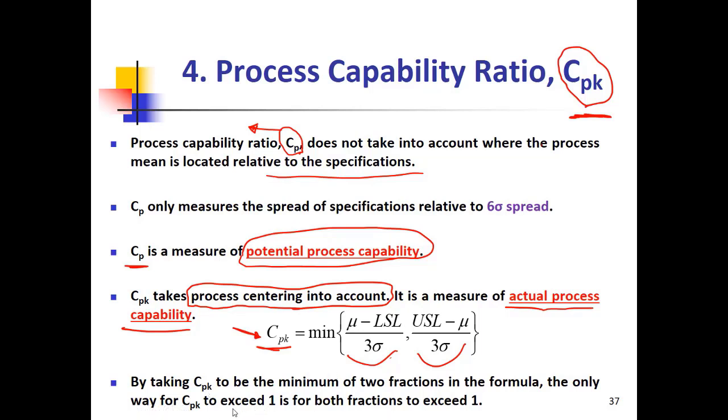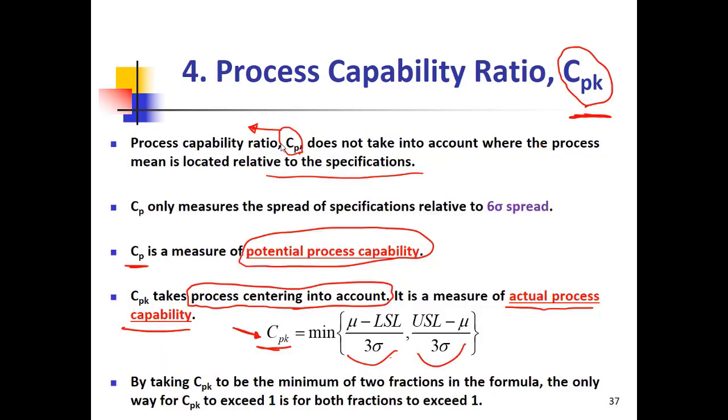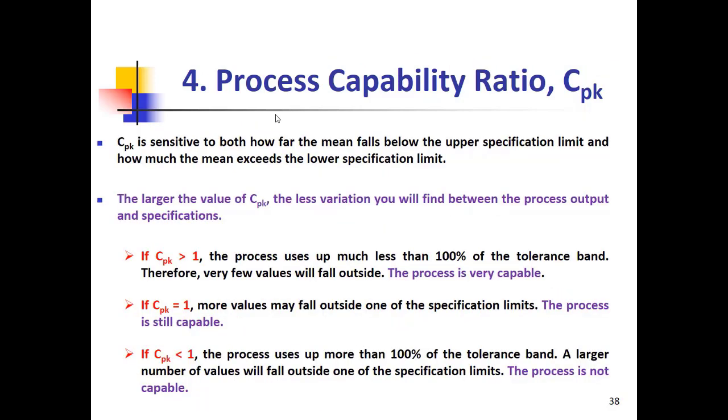Okay, so now let's see what it means. Since CPK considers LSL, USL, and the mean, it will be sensitive to both the mean, the center, and how far my data are distributed from the upper specification limit and lower specification limit. Again, the larger the value of CPK, the better. The larger, the better.